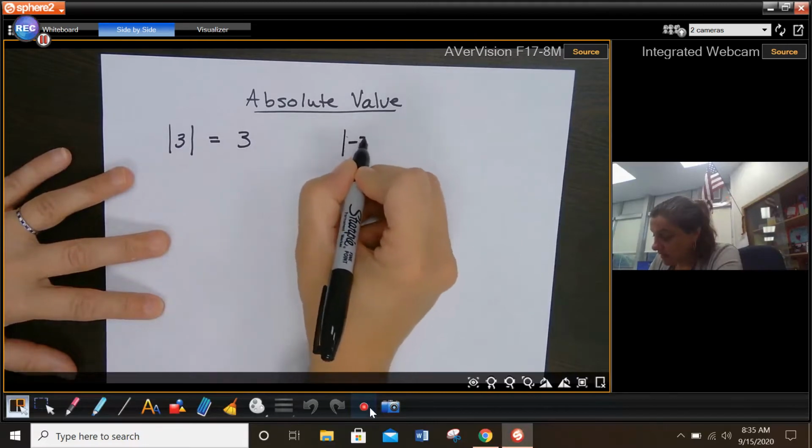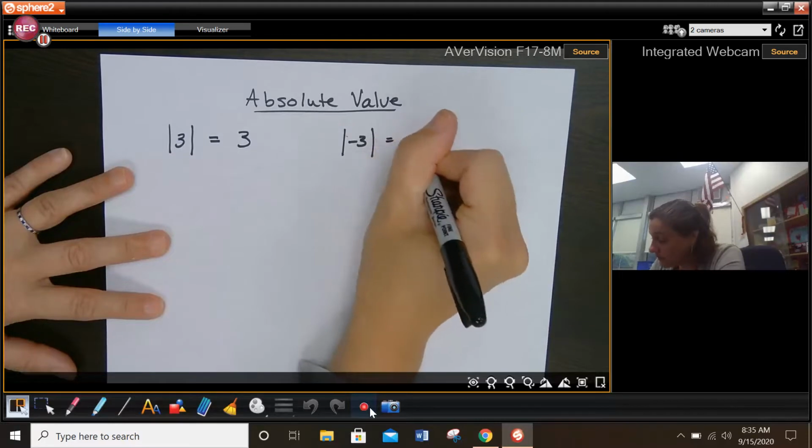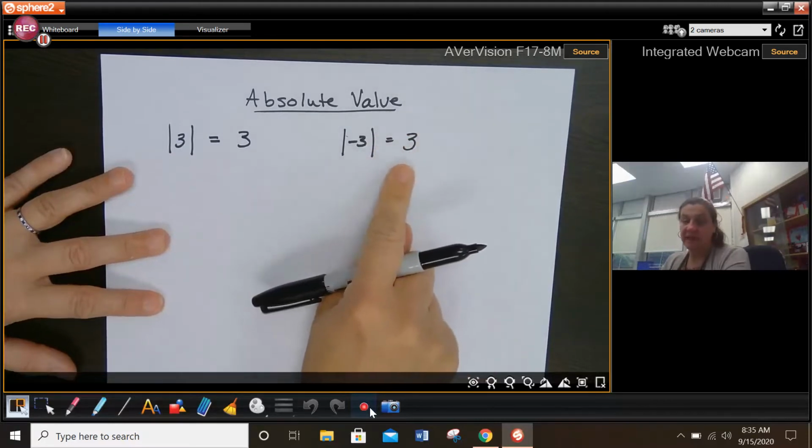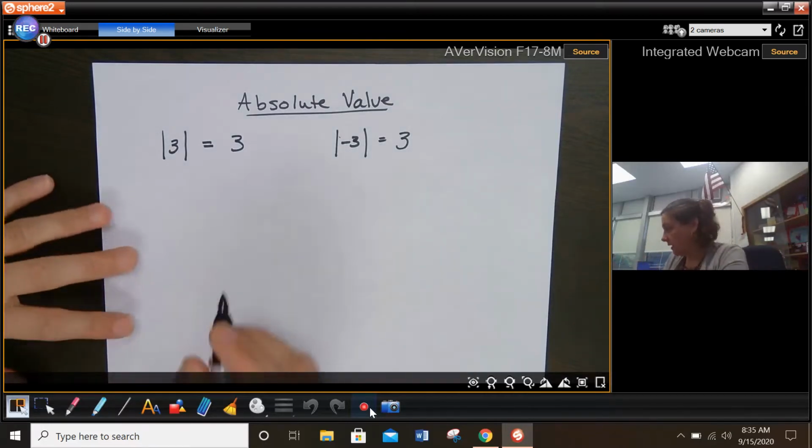Just the same way, if I was talking about the absolute value of -3, I would also have to take 3 steps to get to 0. So the absolute value of 3 is 3. The absolute value of -3 is also 3.